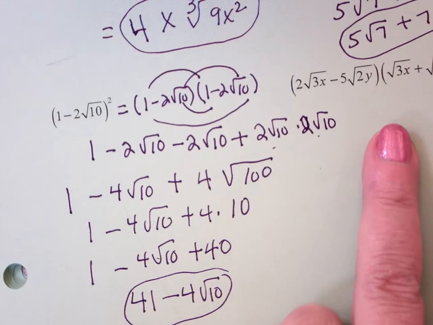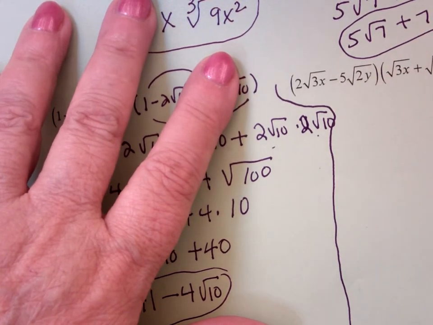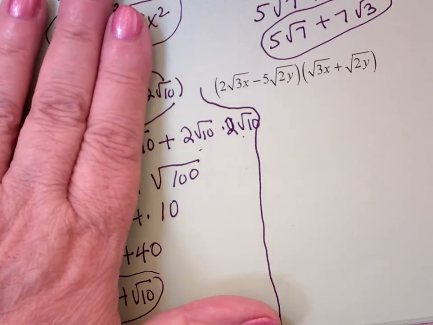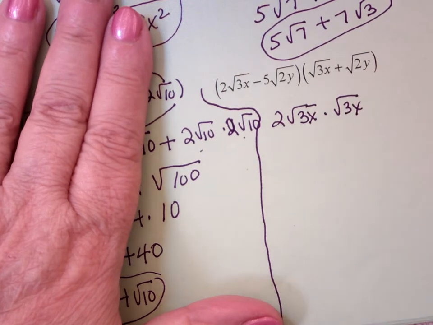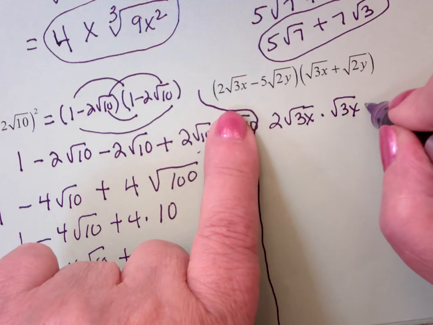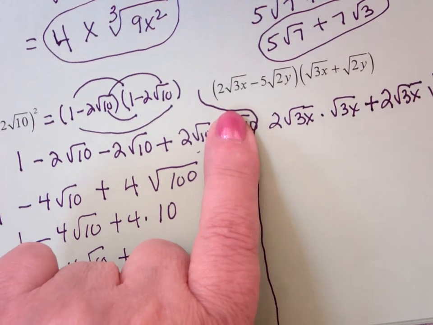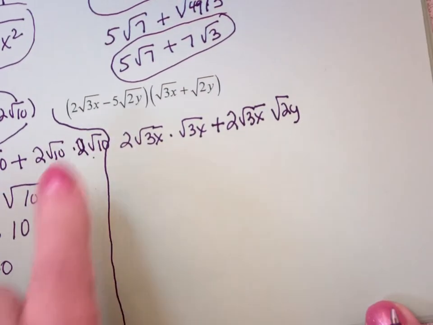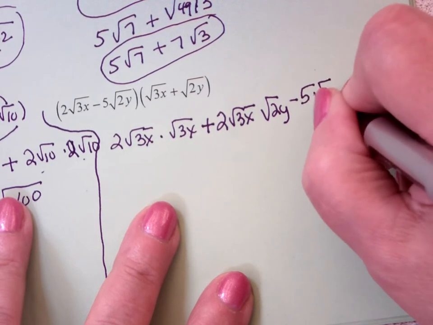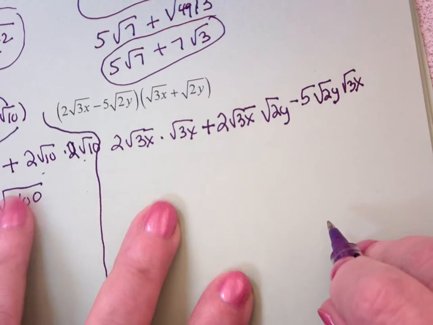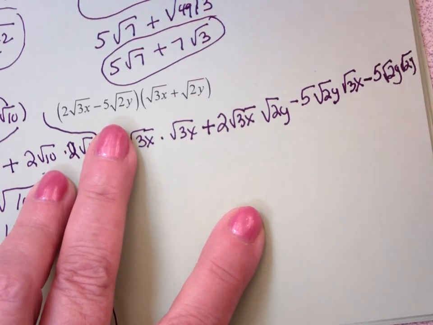Well, if we thought that one was bad. Oh, no. And I'm going to come down here. I should have moved that over just a little bit more. It's FOIL, so it's 2 square roots of 3x times the square root of 3x. That's firsts. Outer is plus 2 square roots of 3x times the square root of 2y. I have to put all this stuff in here, otherwise I'll get lost. Inner is minus 5 square roots of 2y, square root of 3x. Last is minus 5 square root of 2y, square root of 2y, and I'm just about off my paper.